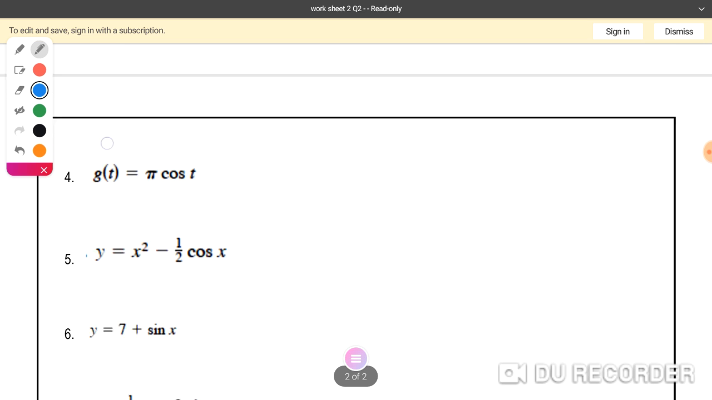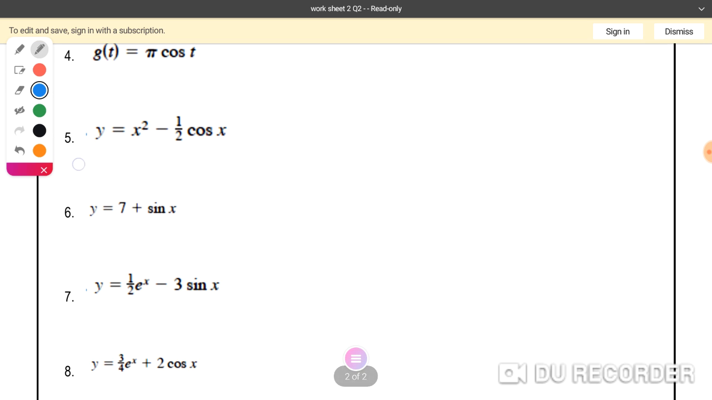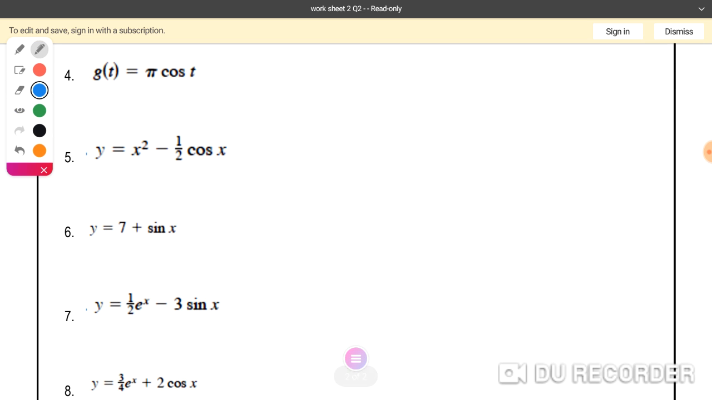Let's continue. Here, I find the derivative with respect to t. In this case, I ask about the derivative with respect to the variable of this function. So, what is the derivative of g? It will be g prime of t equal.